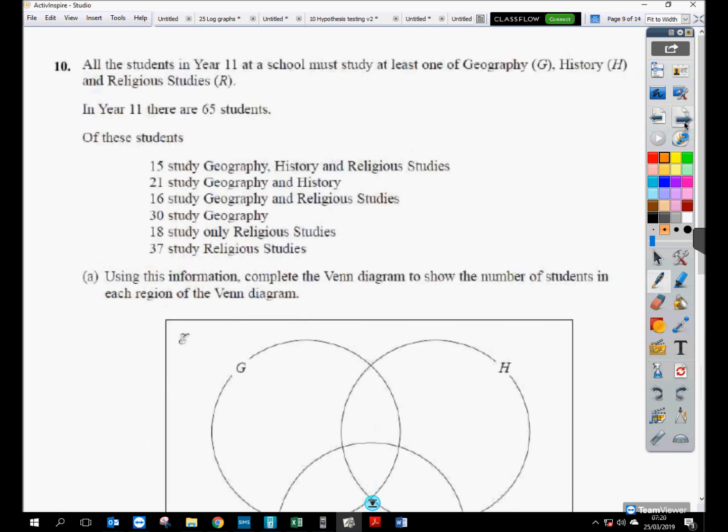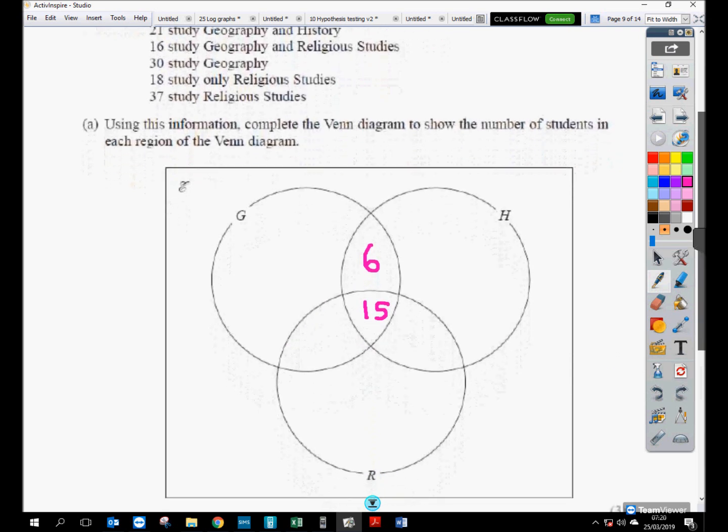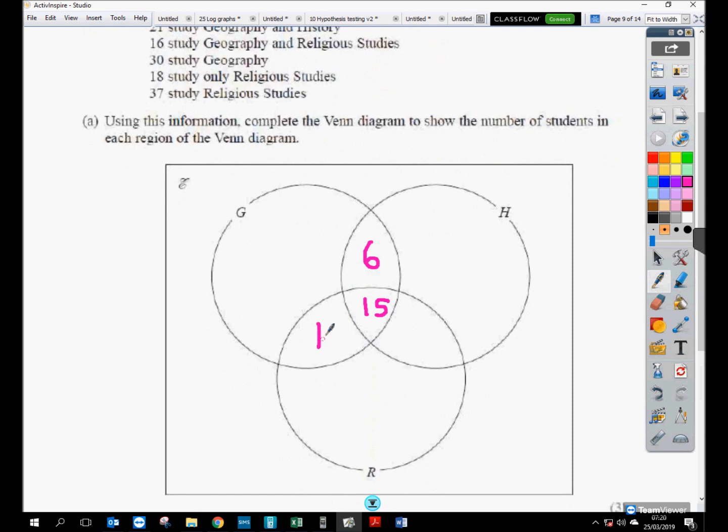Next question. Okay, so if we start by completing the middle section, 15 students study history, geography, and religious studies. 21 study geography and history. So that's this bit of the diagram, geography and history. So you need to write 6 in the section so that it adds up to that 21. 16 study geography and religious studies, so there's to be 1 in here, so that's 16. 30 study geography, so in the geography circle, all 4 numbers should add up to make 30. Currently they add up to make 22, so this has to be 8.